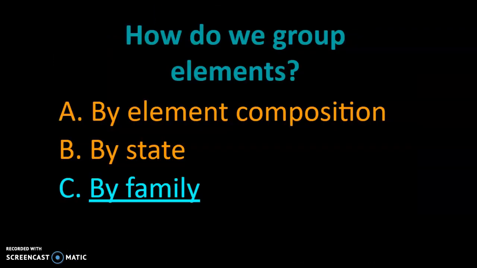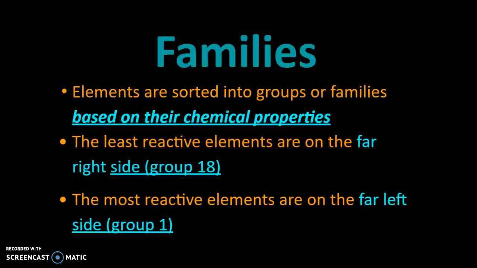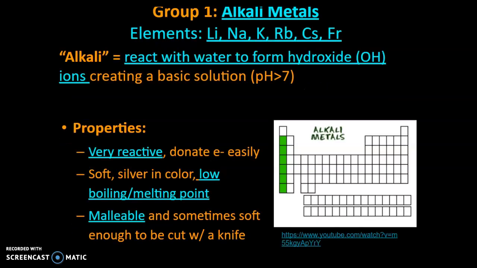So the third category by which elements are grouped is by family. We'll see what families are and what the different families are. Elements are sorted into groups or families based on their chemical properties. The least reactive elements are on the far right side, and the most reactive elements are on the far left side, which is group 1. In the coming classes, we'll be studying what most reactive means.